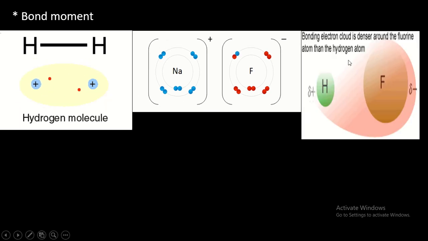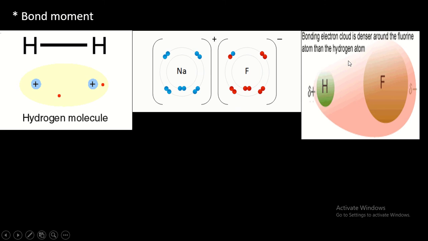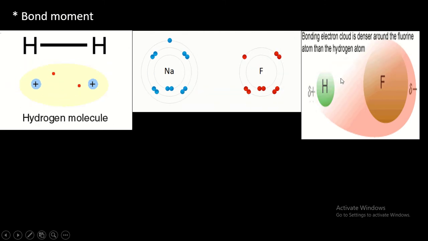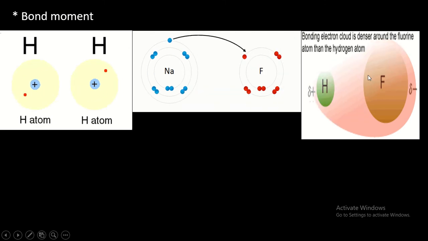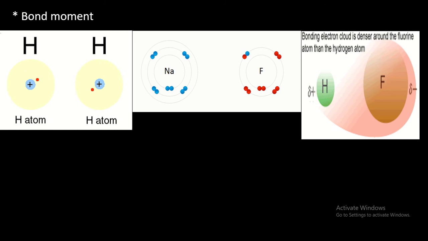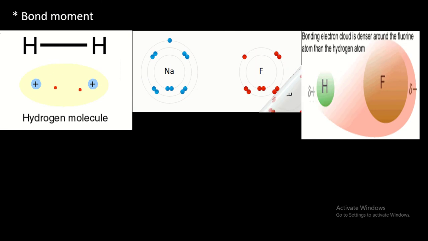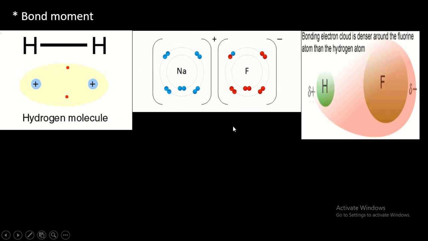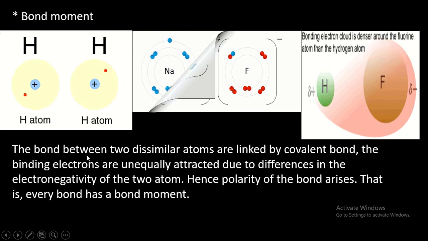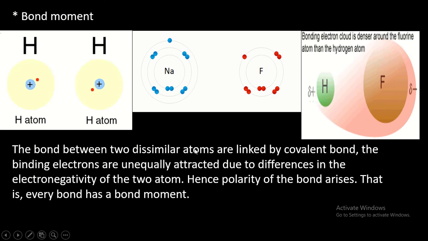In case of a polar covalent compound, the electronegativity difference between the two atoms, hydrogen and fluorine, is more. Fluorine is more electronegative than hydrogen. Therefore, fluorine carries a minus charge and hydrogen carries a plus charge, because the bonding electron cloud is denser around the fluorine as compared to the hydrogen atom. Hence, the bond between two dissimilar atoms is linked by a covalent bond.